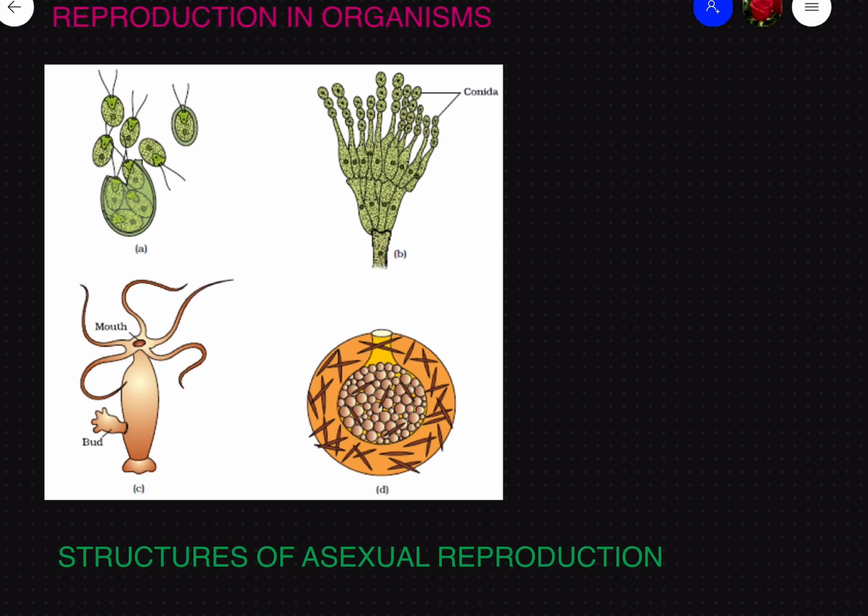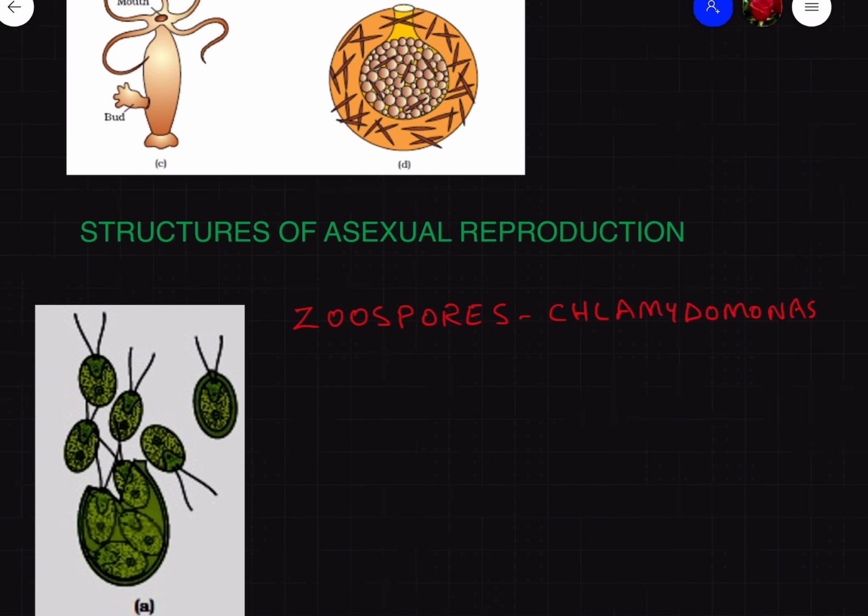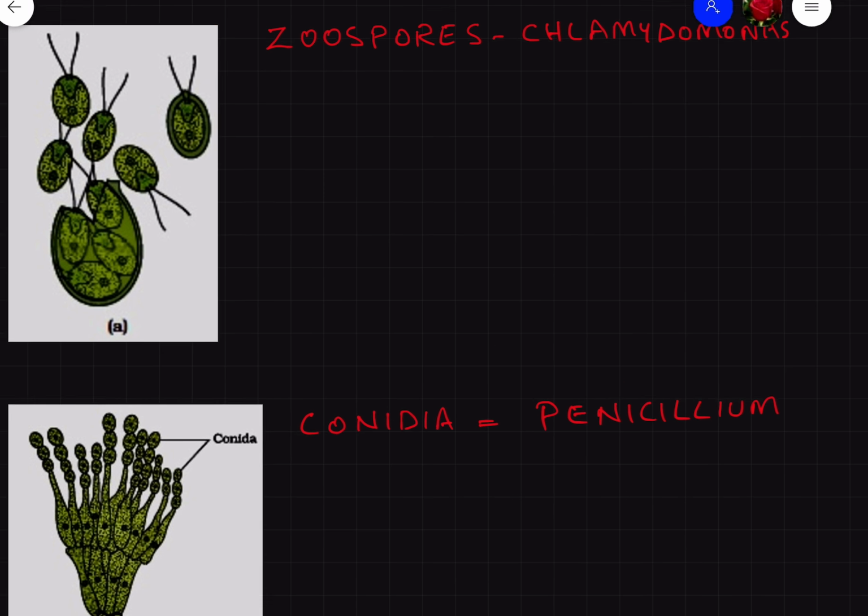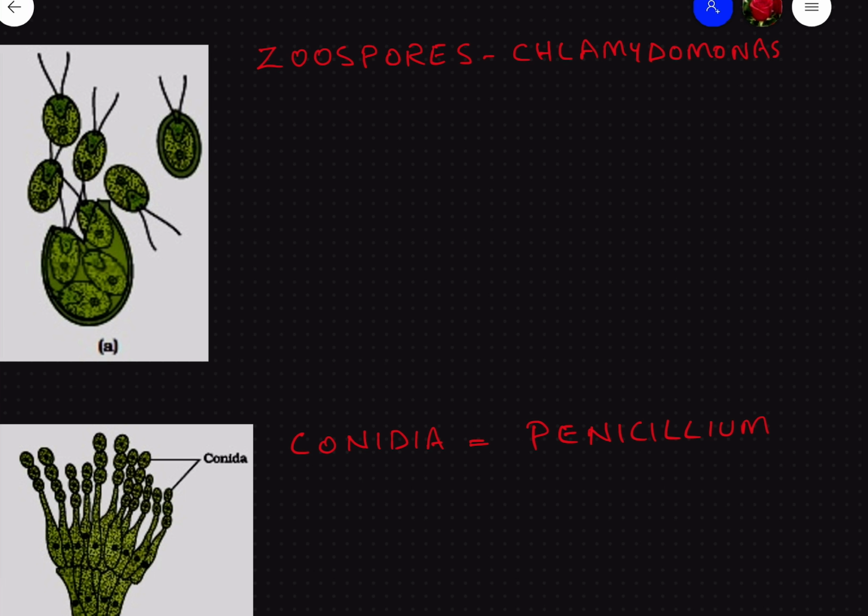Hi, these are the structures of asexual reproduction of different organisms. Let us see what each one is like. The first one is zoospores of Chlamydomonas.